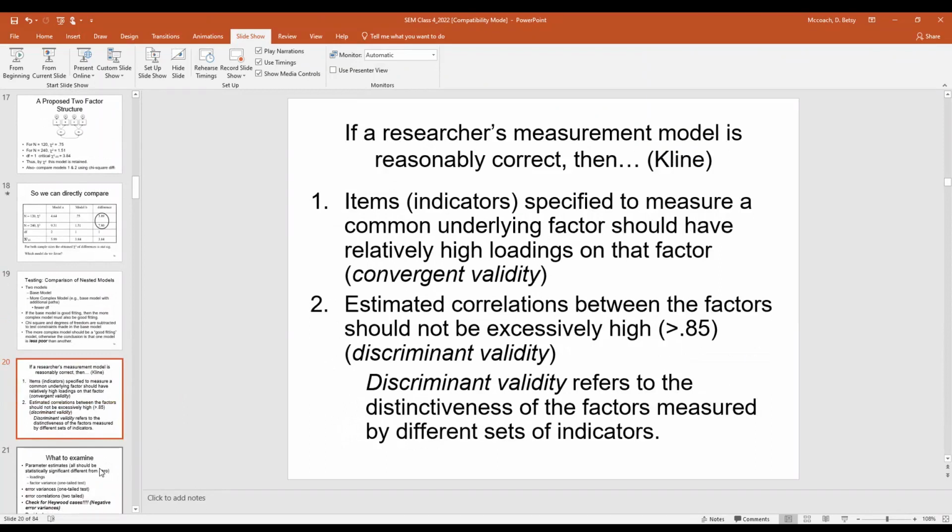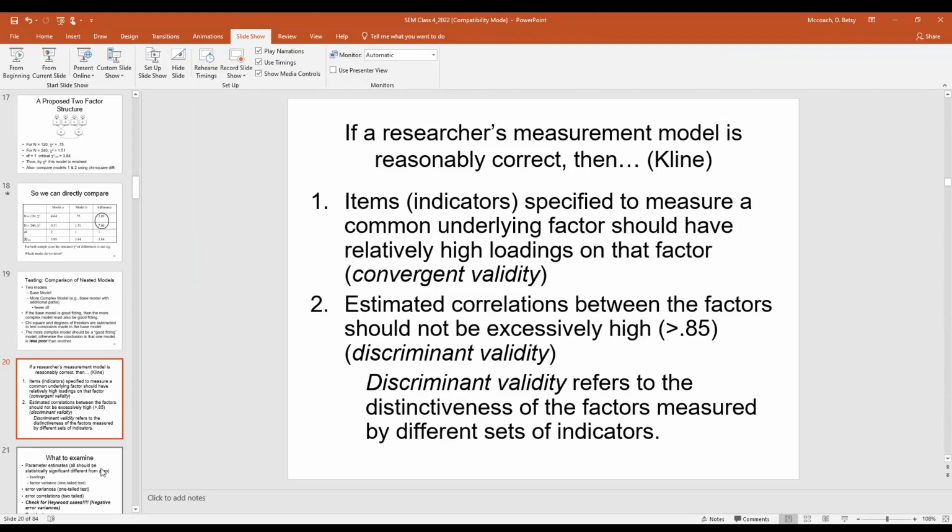Okay, so back to thinking about CFA. In our measurement models, we would like the measured items, or indicators, to have relatively high loadings on the factor, right? Ideally, this is just conceptually. And we'd also like, and this is the more important point, though both are important, the correlations between factors not to be excessively high.